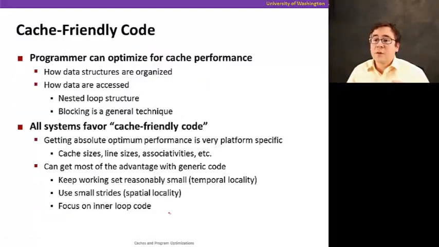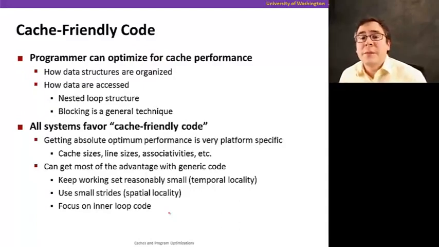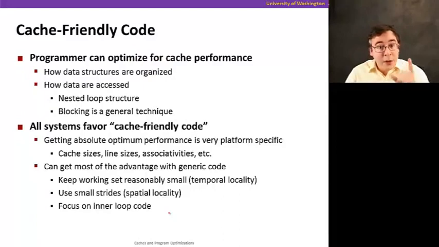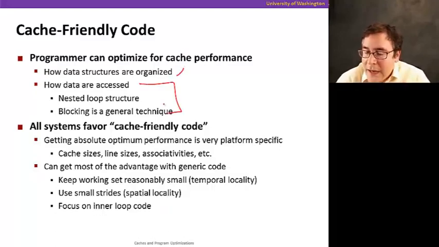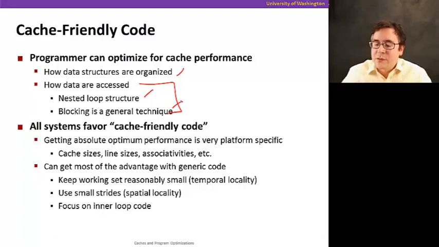Okay, so the important thing to keep in mind for cache-friendly code is that the programmer can optimize code for cache performance, but it really depends on how the data structures are organized, how data are accessed, how the loop nest structure works, and think about blocking because blocking is a general technique. You can always try to reorganize the order in which you do things such that you keep only a block, only parts of it, in memory. Okay.